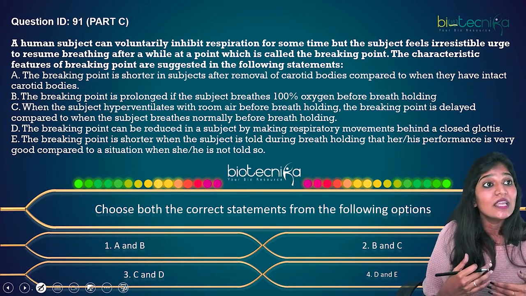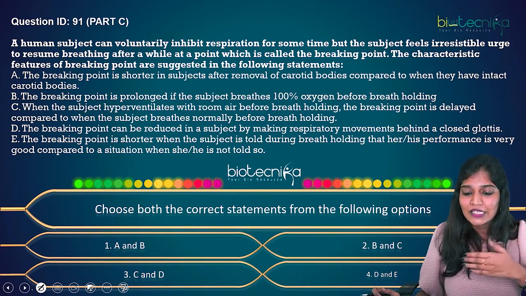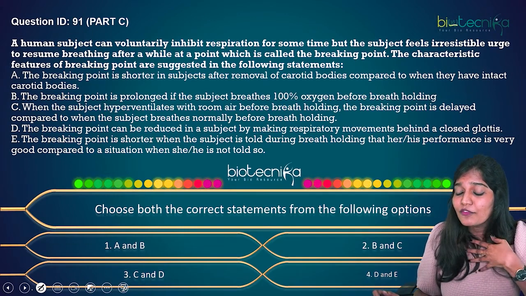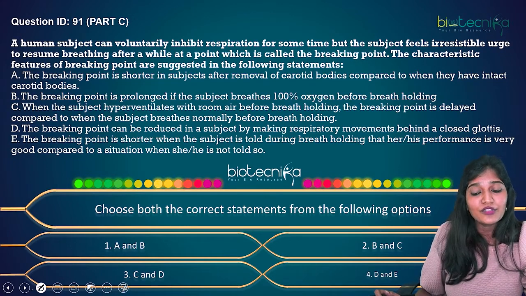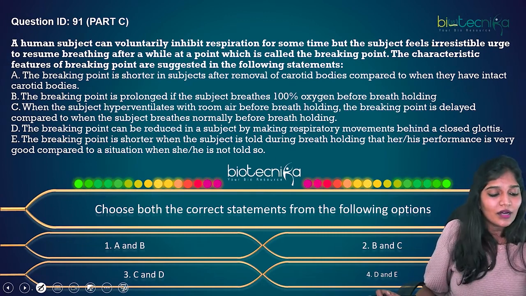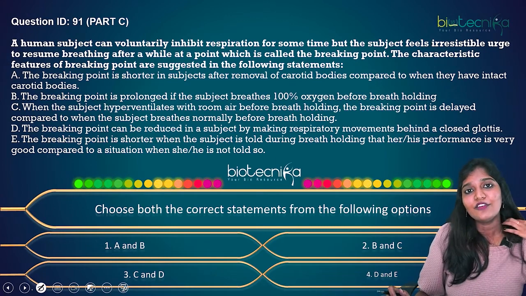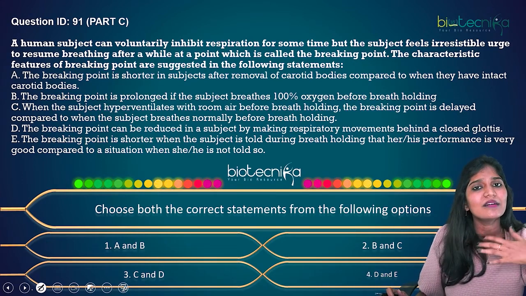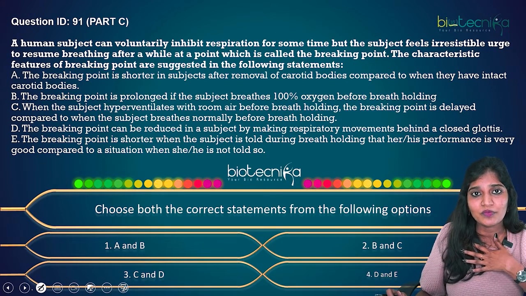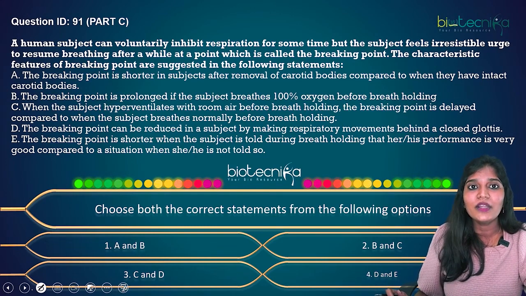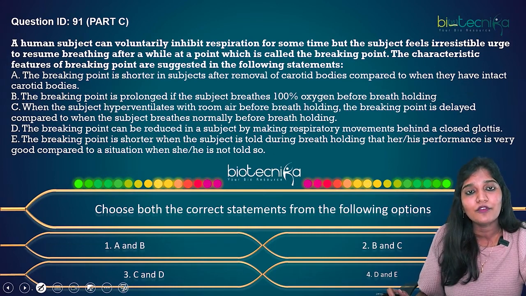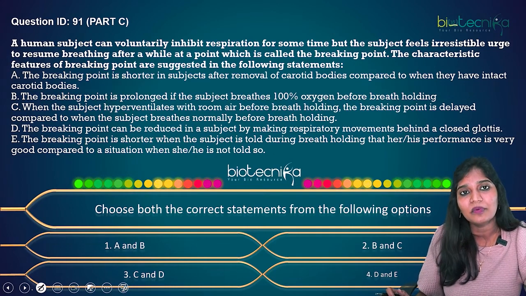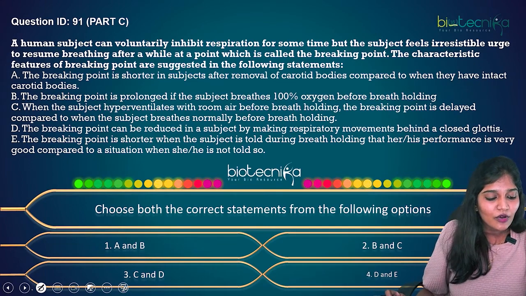A human subject can voluntarily inhibit respiration for some period of time, but the subject feels an irresistible urge to resume breathing after a point of time, and that point is called the breaking point. Now they are talking about the breaking point, which means I can try to hold my breath for some time, but at a certain point of time I cannot hold my breath, which means I'm going to break at that point. So the point at which you cannot control your breath voluntarily, where you stop holding and start breathing, is the breaking point.